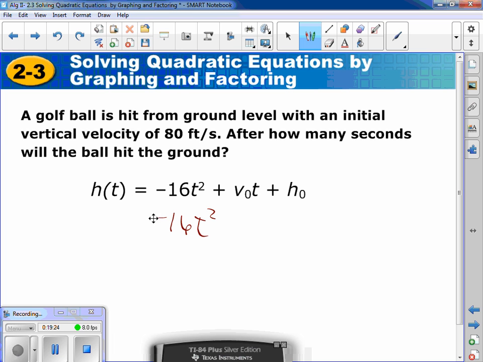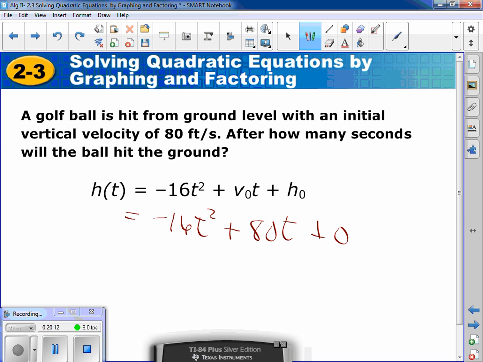Negative 16 t squared plus, what's your initial velocity? 80. So 80 t. That v sub 0, that little 0 does not mean anything. It is just a label. H0, what's the initial height of the ball? Where does the ball start at? What's the ground? 0. And that's the thing. The problem never says 0. It just says the ball starts at ground level. You have to think, and when a quarterback throws a pass, is the ball at ground level? No. It's at his reaching point, right? So that's where it would be calculated of how far it could go.